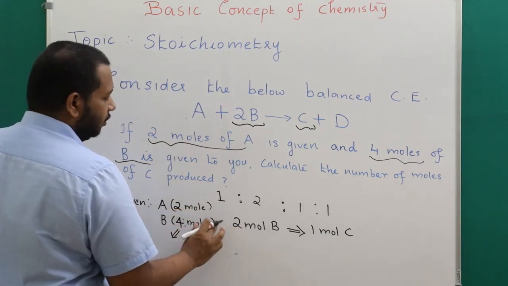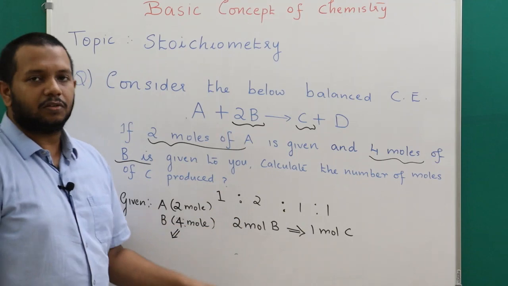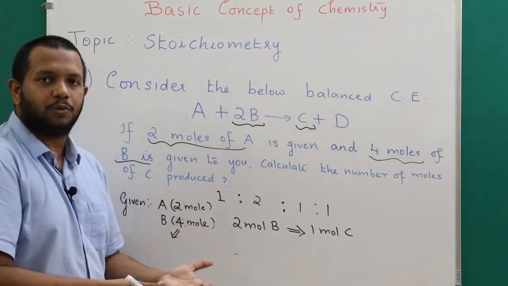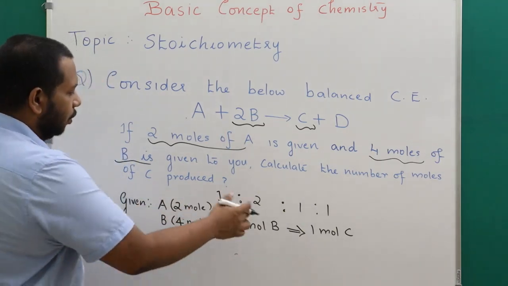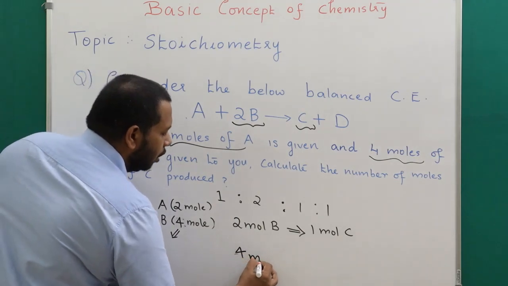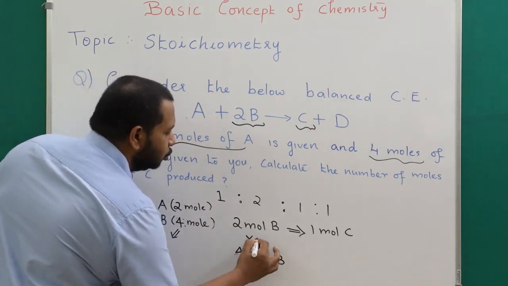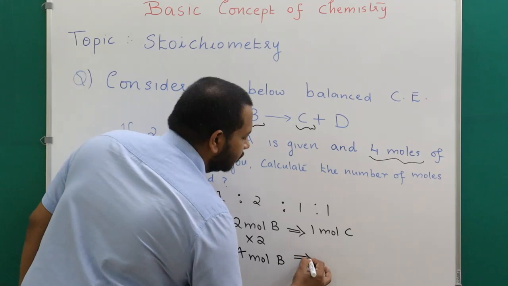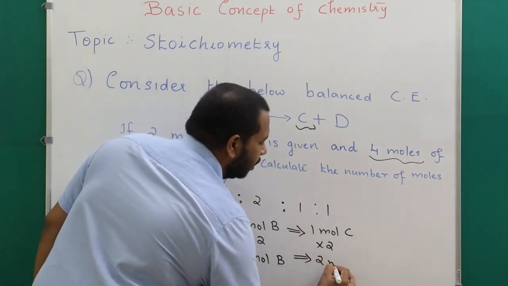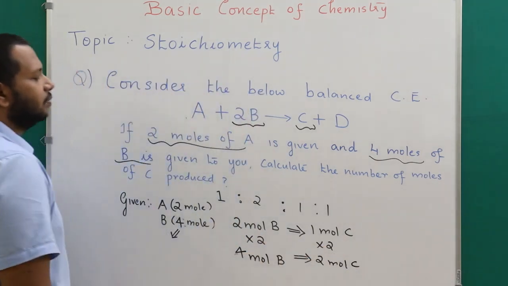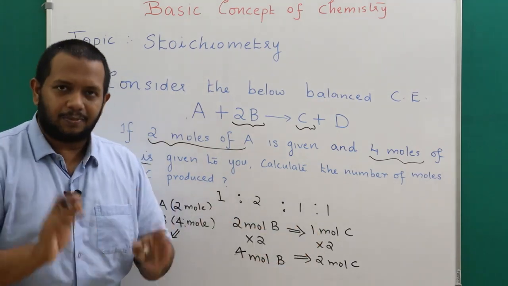So how to convert this to 4 mole? Why am I converting this to 4 mole? Because you are given 4 moles. You need to use the 4 moles, right? So to convert this into 4 mole, multiply by 2. Do the same thing on RHS also, multiply by 2. So this becomes 2 mole C. So the answer is again 2 mole C. That is what I have told.